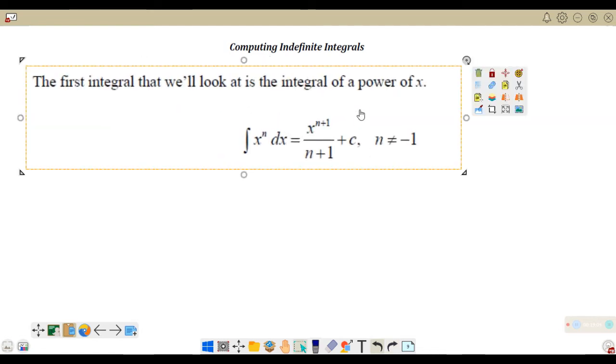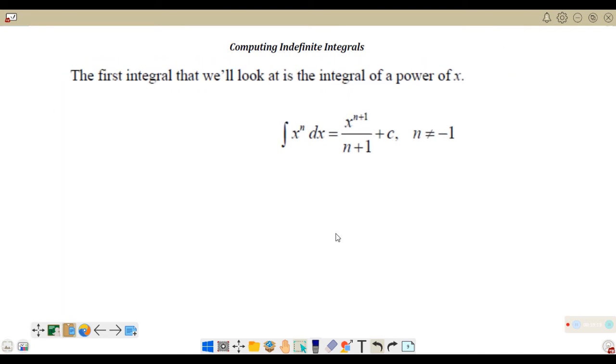If you have x raised to n dx, ang gagawin lang natin, we are going to add 1 on the exponent and then divide the whole term by your new exponent. Your new exponent is n plus 1. So, your divisor should be n plus 1. And of course, affix the letter c. And this is only applicable if your n is not equal to negative 1. Kasi kapag meron kang n which is equal to negative 1, your power will be equal to 0 and your divisor will be equal to 0 as well. And we know that division by 0 is not allowed.